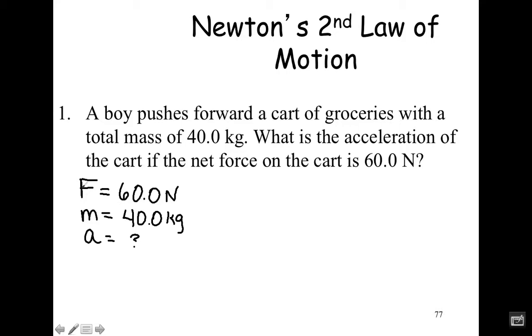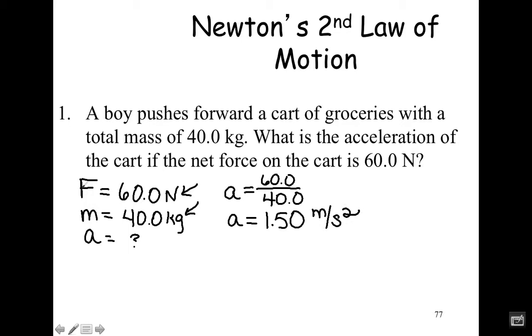So, if I set that up to solve for acceleration, I'm going to take my force, which is 60, and divide that by 40. Double check. This is in kilograms, this is in newtons, so I am good in terms of my units. Now my acceleration, when I plug this into my calculator, I get a 1.5. However, if I look at my measurements, each of them have 3 sig figs, so this has to have a third sig fig with a 0 on the end, and my unit is meters per second squared.